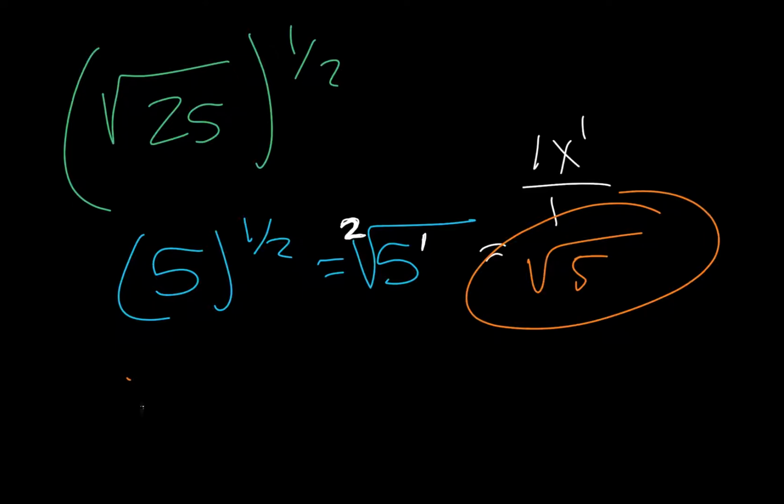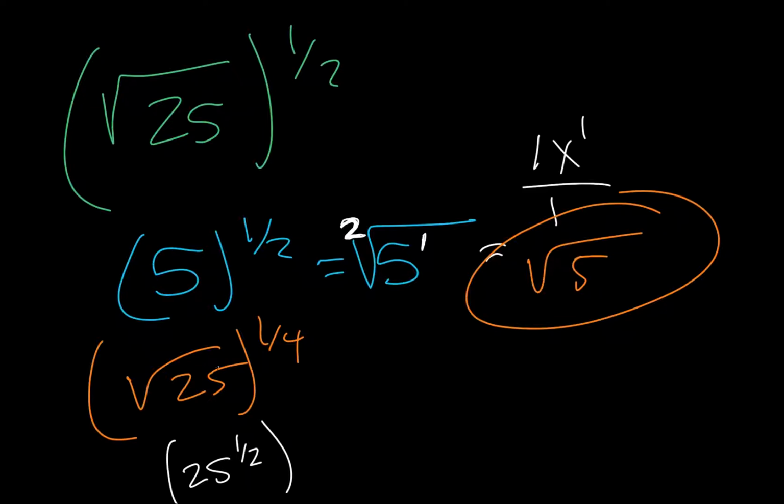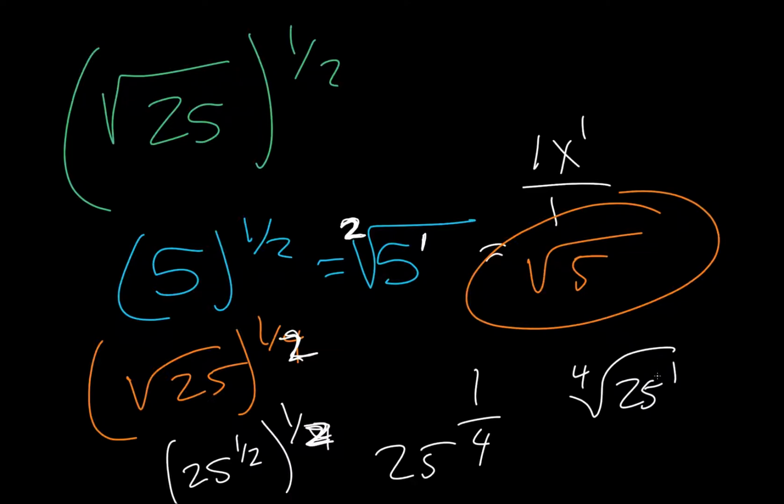Now the other way you could approach this, so I'm just going to rewrite it. We could change this to 25 to the 1/2, using the same reasoning, the new rule we started talking about today. Whoops, this was 1/2 and this was 1/2. Okay, we can multiply the exponents. So 1 times 1 is 1, 2 times 2 is 4. Now we have 25 to the 1/4, and we write that as the 4th root of 25 to the 1.